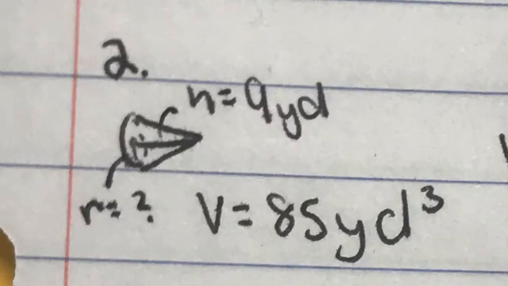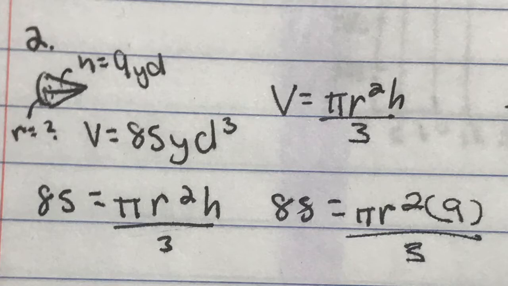So where we left off was finding the volume of different shapes. And now we're going to find the radius. So this is a cone, the height is 9 yards and the volume is 85 yards, but we don't know the radius. So for the volume of a cone, the formula is pi r squared times height divided by 3.